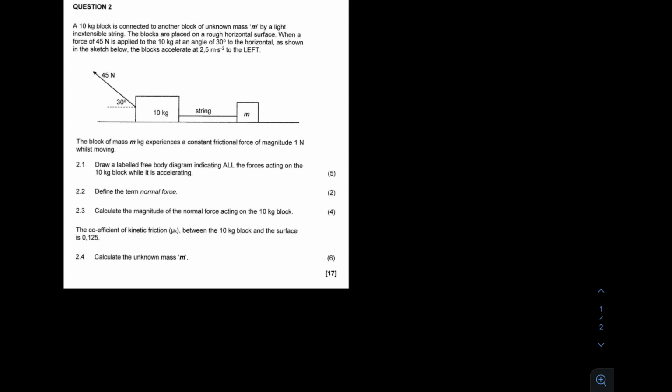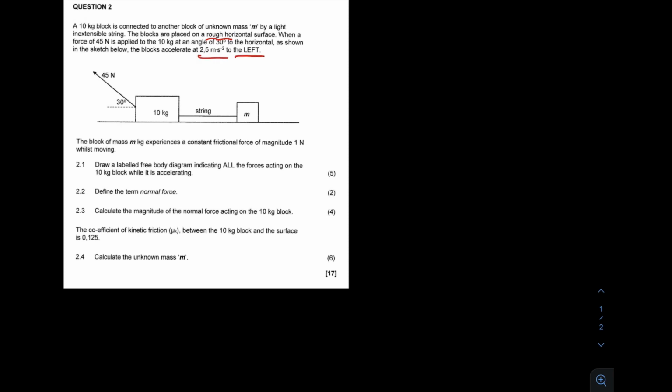Let's cut the chase. A 10 kg block is connected to another block of unknown mass m by a light inextensible string. The blocks are placed on a rough, that means there's friction, horizontal surface. A force of 45 Newton is applied to the 10 kg block at an angle of 30 degrees to the horizontal as shown in the sketch below. The blocks accelerate at 2.5 meters per second squared to the left.